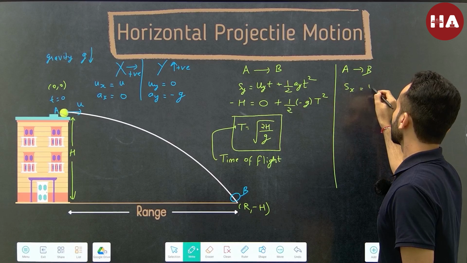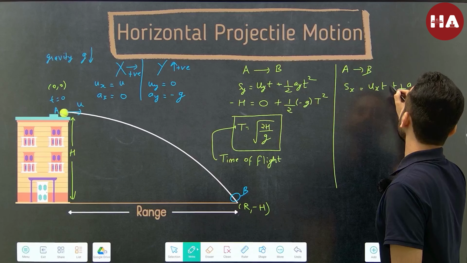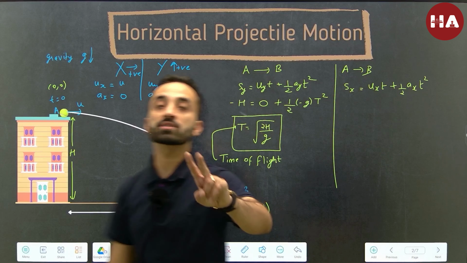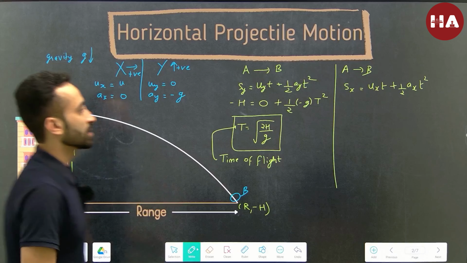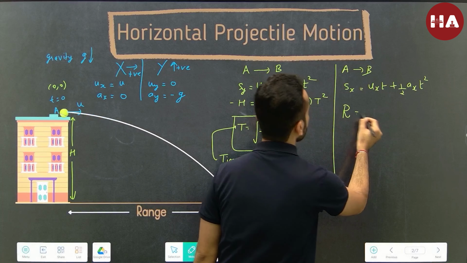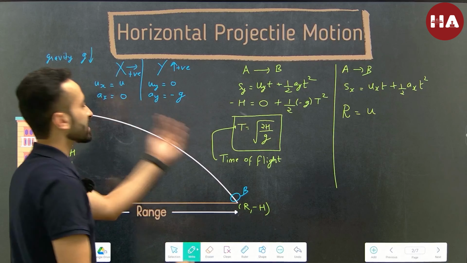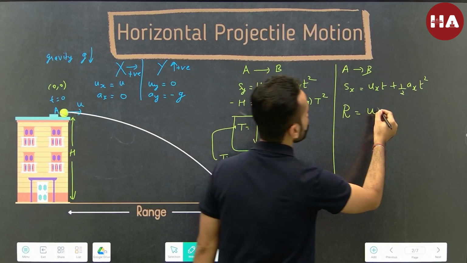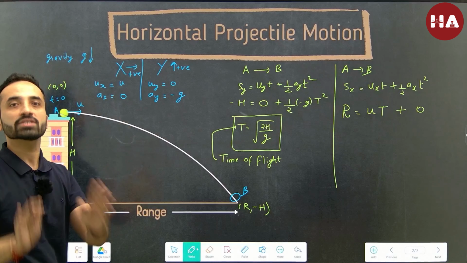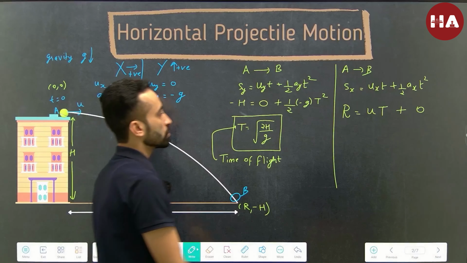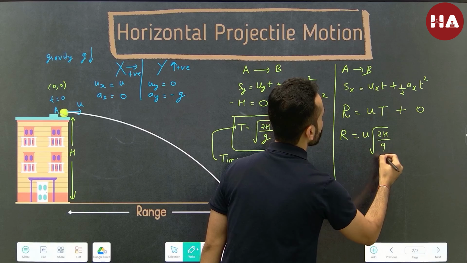Second equation in x direction. So this time we have changed things and we are using second equation but in x direction, since we already know the time now. So Sx is going to be r, that is the range. Ux is going to be u, that is the initial velocity in x direction. Time is going to be t. Can we say this term will become 0 because there is no acceleration in the x direction? So range will turn out to be u times under root of 2h by g.